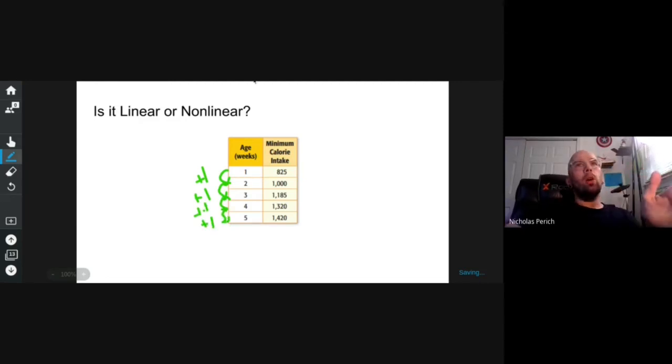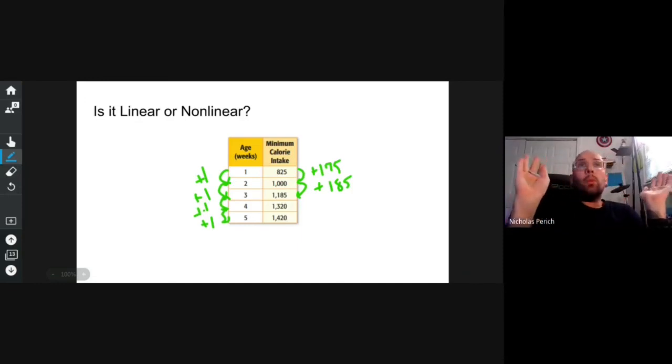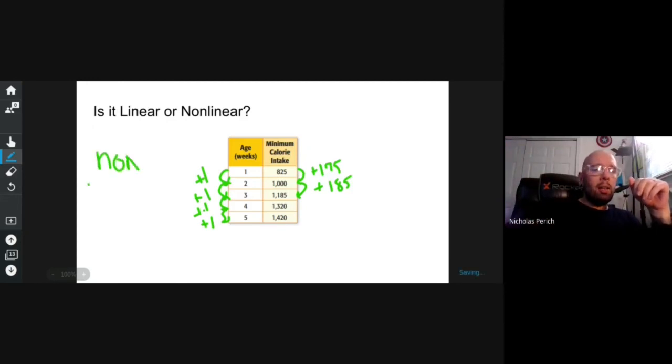Plus 1. 2 to 3 is plus 1. 3 to 4 is plus 1. 4 to 5 is plus 1. I now know that if I'm adding by the same number on that side every time, these numbers also have to be the same, whatever number they are. So this is plus 175. This is 185. My number changed. And since my number changed, I could just stop right there and I'm not going to worry about y over x's because I already know that this is nonlinear. It's not a straight line if you graph those points.